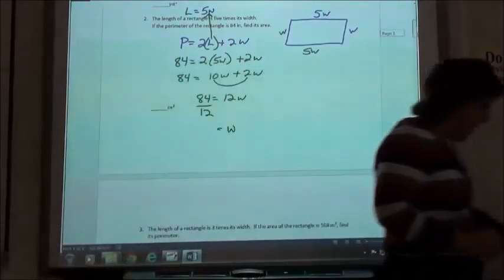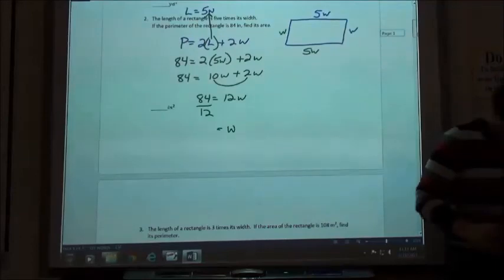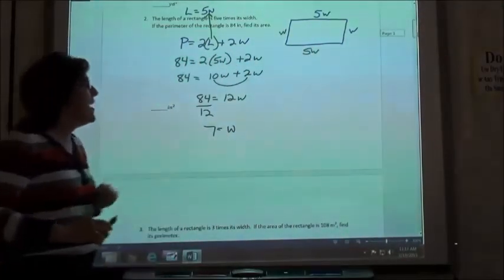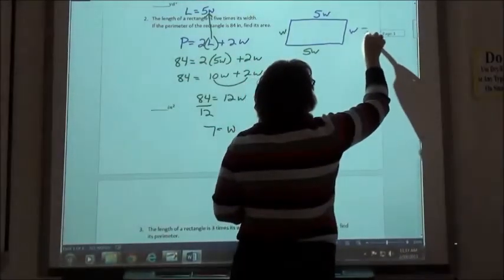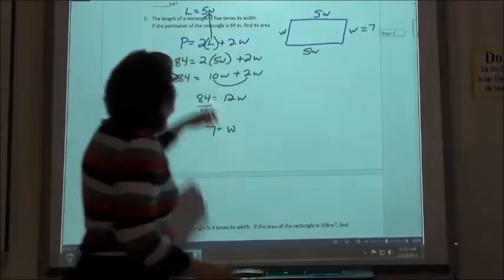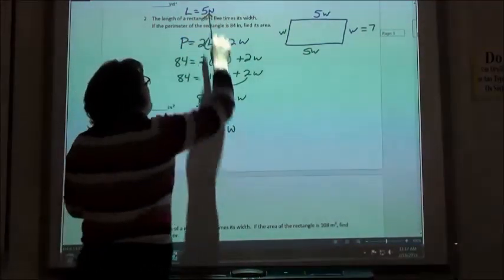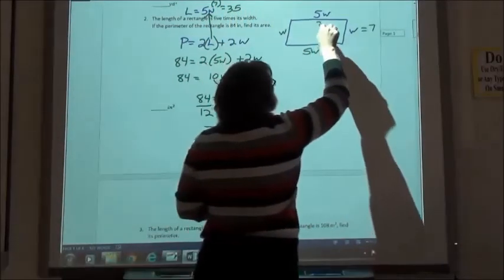84 divided by 12 is 7. So my width is going to be 7. So again, like on that previous one, I want to go fill in my rectangle. I know that my width is 7. I know that my length is 5 times the width. So 5 times 7 is 35.